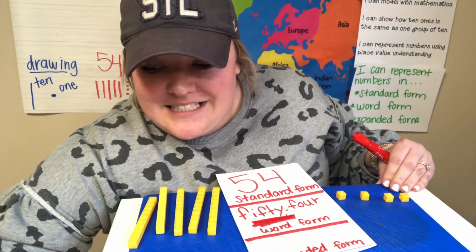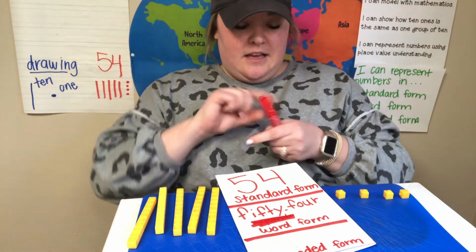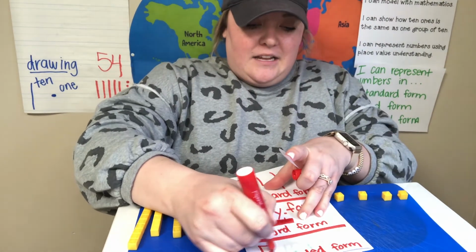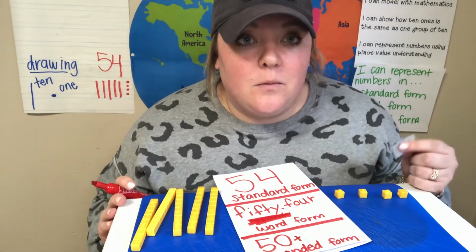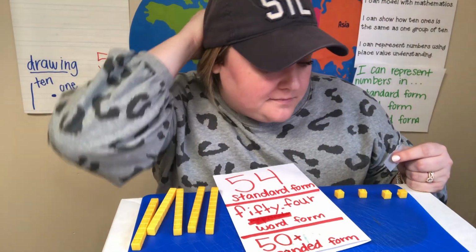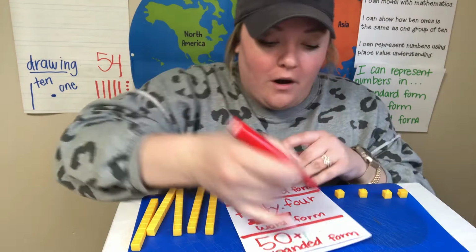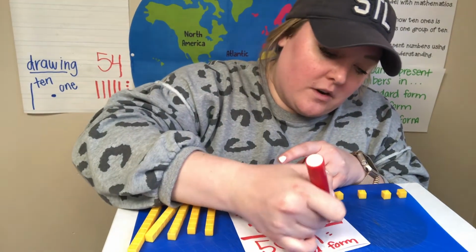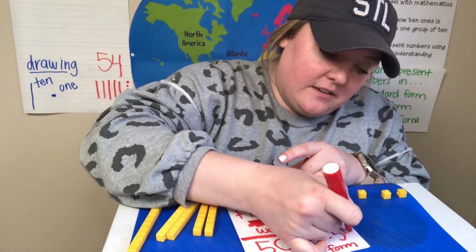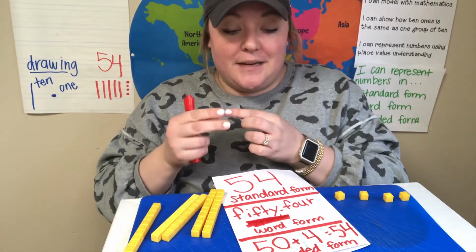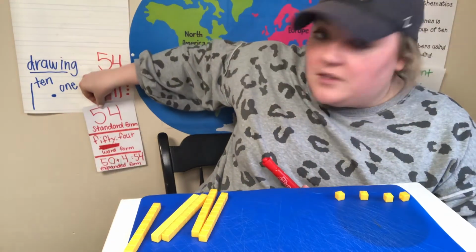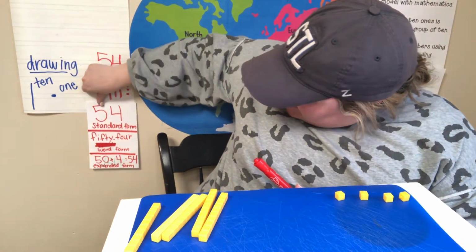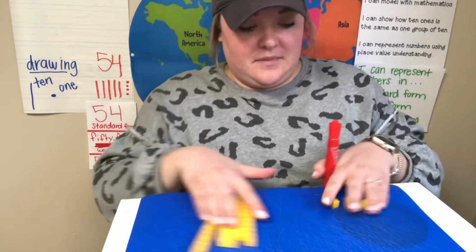Yep, it's 50. And then I'm going to add, so 50 plus the ones. How many ones are there? 4. So 50 plus 4 equals 54. Expanded form is when you write the value. I'm going to stick this here so that we can remember it. There we go. Okay.